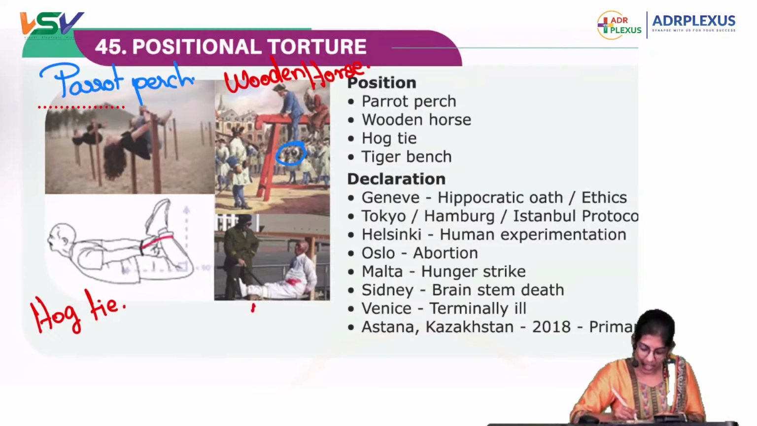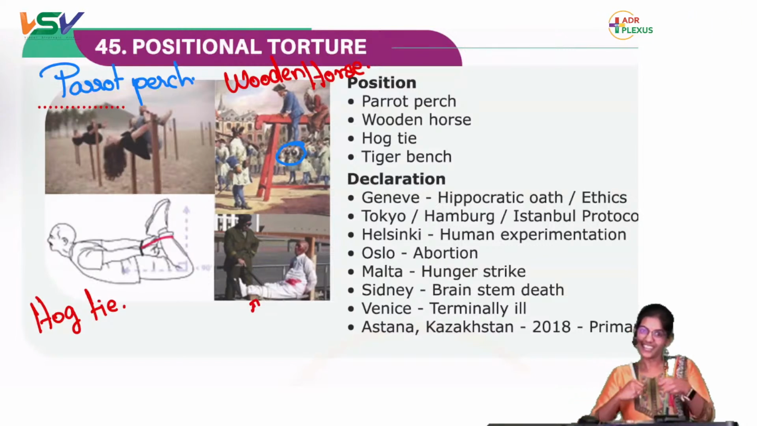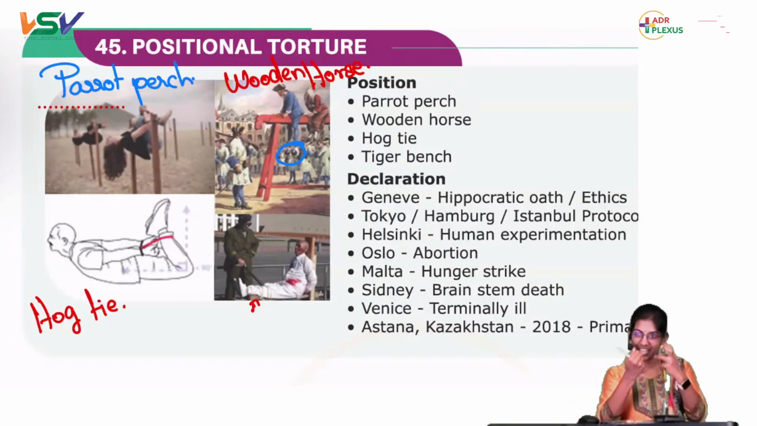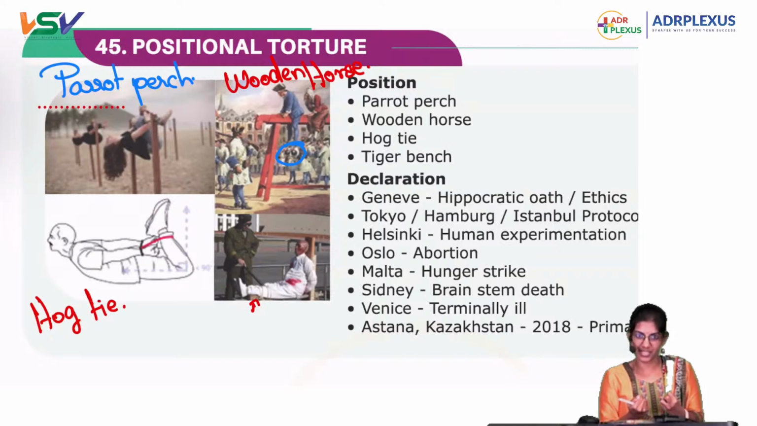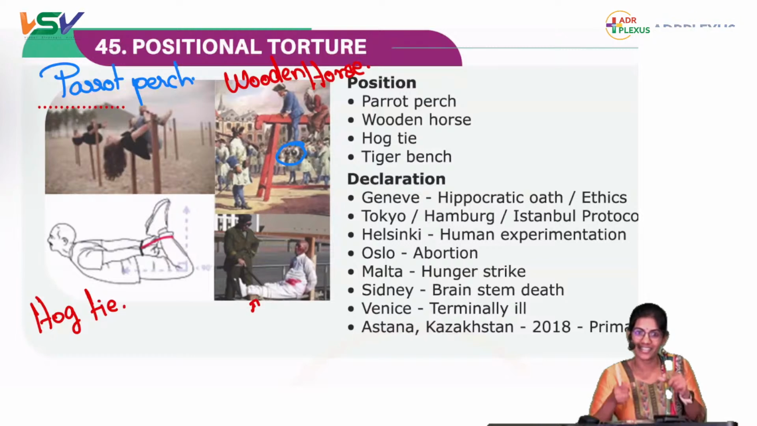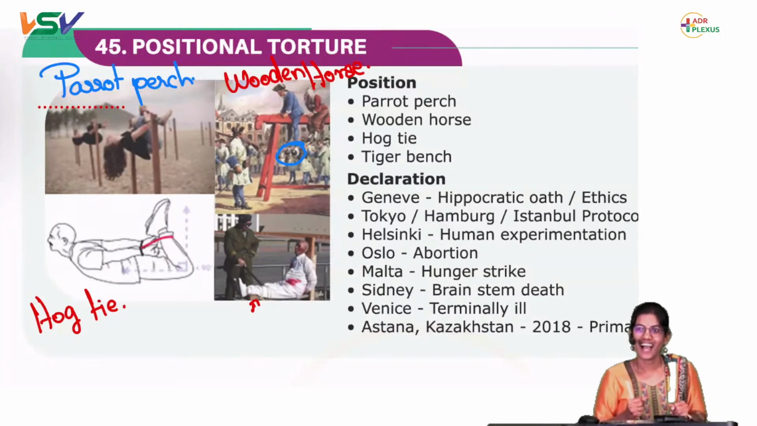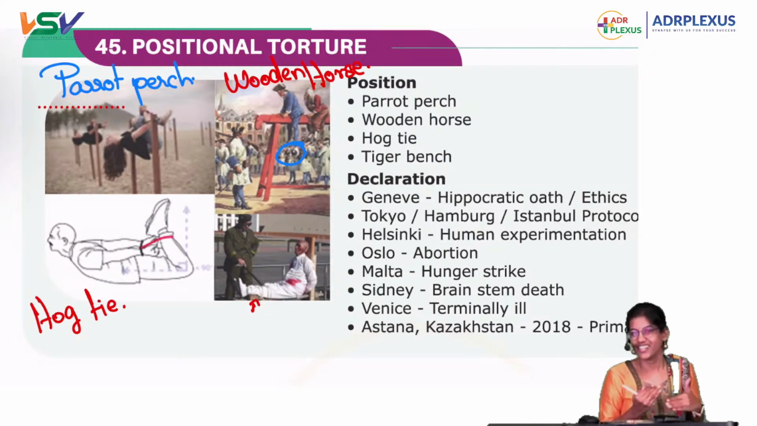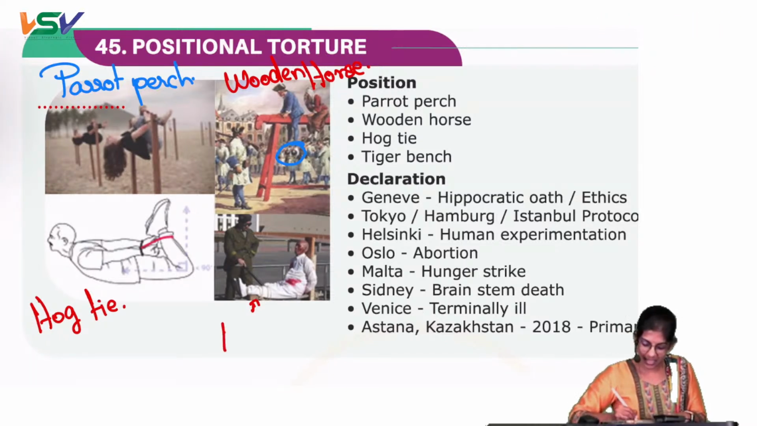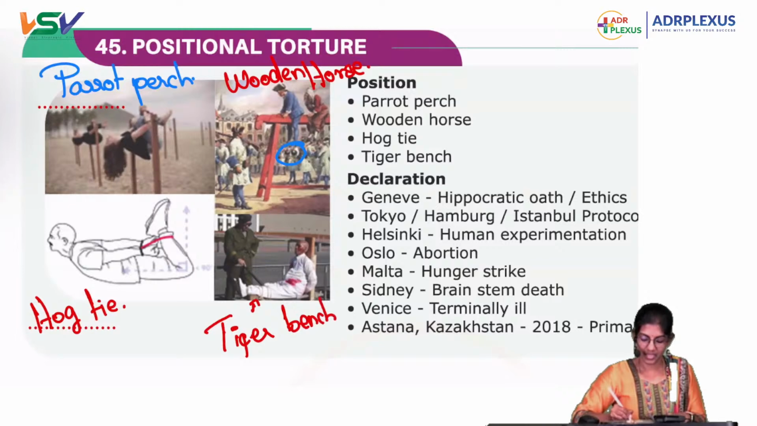See, in tiger bench, observe this. They have tied the thigh and the leg to the stool in which the person is sitting. But they have also added a wooden part, right? A brick below the ankle. So what happens? There is extension that's happening at the knee joint. So this is tiger bench producing severe pain. All right.